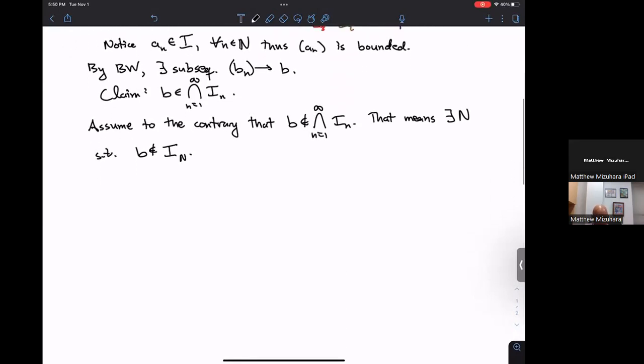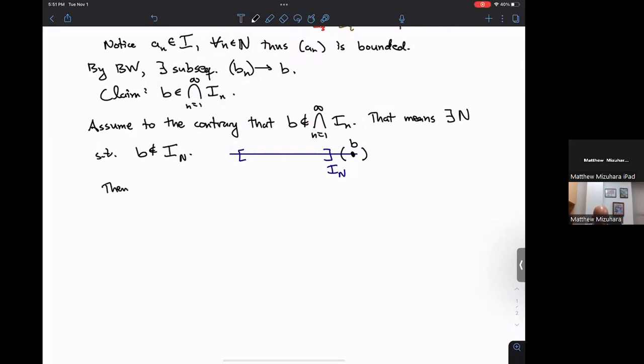So let's start drawing a picture of this, right? So now I have my interval I sub n. And my assumption is that b, the limit, is not inside this closed interval. Notice, by the way, that if b is not in this interval, then I could build a little neighborhood around it, which is completely disjoint from that interval. So let me write that down.